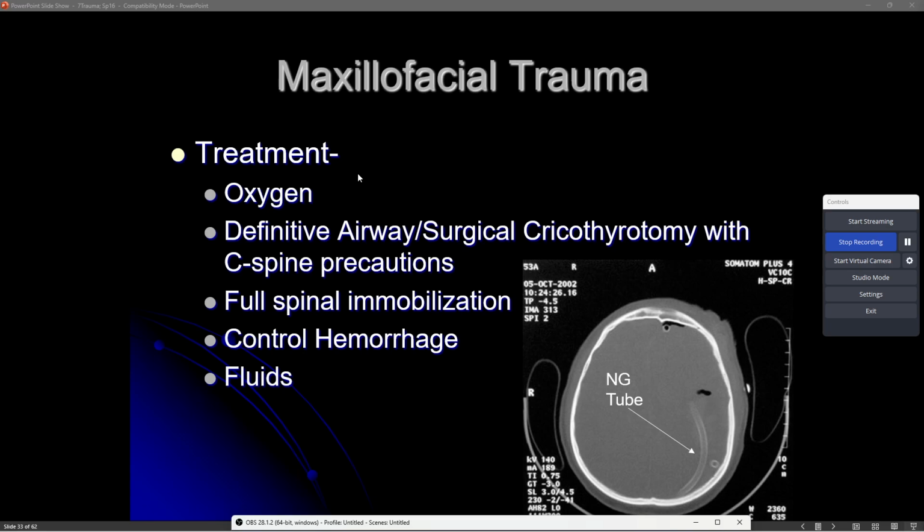After we have stabilized it, we may potentially require further surgical intervention with what is called a cricothyrotomy, with C-spine precautions, where we do full spinal immobilization, control hemorrhages, and insert an NG tube to manage issues with pressure, fluid distribution, and fluid in the airway. This allows us to manage and navigate the symptoms of maxillofacial injury.